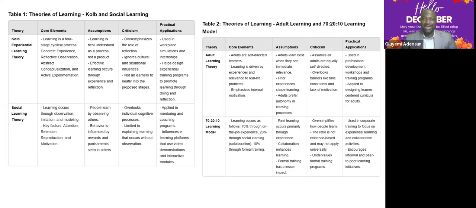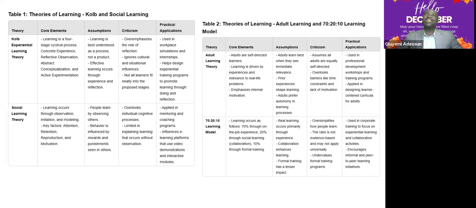Ladies and gentlemen, the final learning theory, I suspect most of us should be familiar with this, or we must have had it mentioned at one point or the other, which is the 70-20-10 model. And the 70-20-10 model says that learning occurs generally 70% of the time through on the job.